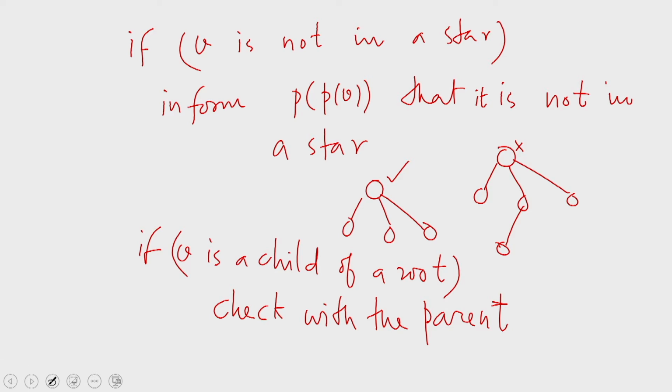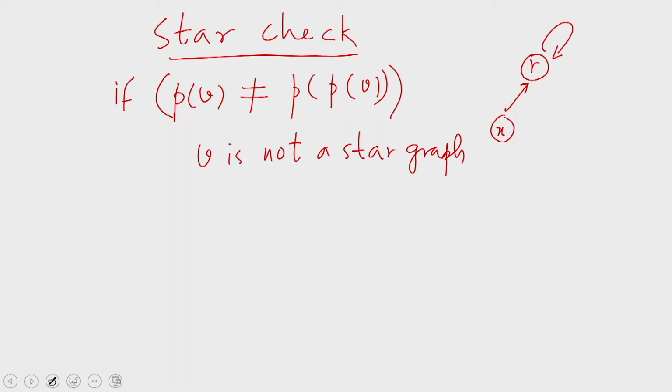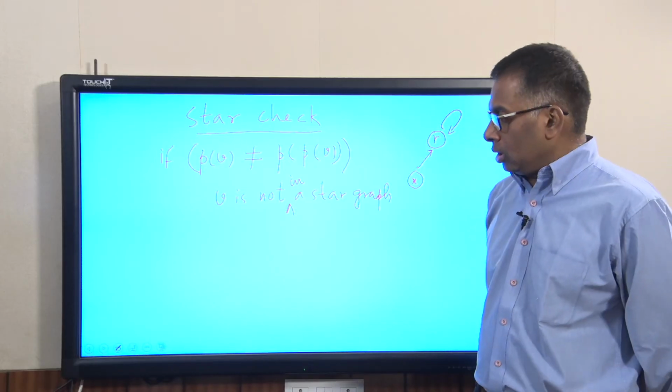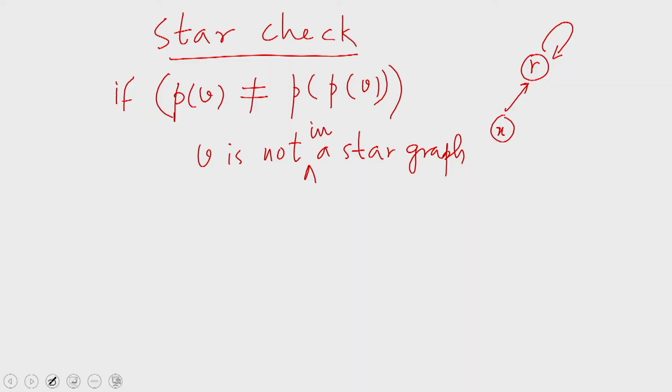Once these 3 steps are executed, we would have informed every single vertex as to whether it belongs to a star or not. The first step applies to every vertex: check that its parent and the grandparent are different. If these two are different, certainly V is not in a star graph. So every vertex that is a grandchild now has found out that it is not in a star graph. The other vertices are still non-committal, they do not know. So if this condition doesn't hold, then the vertex still doesn't know.